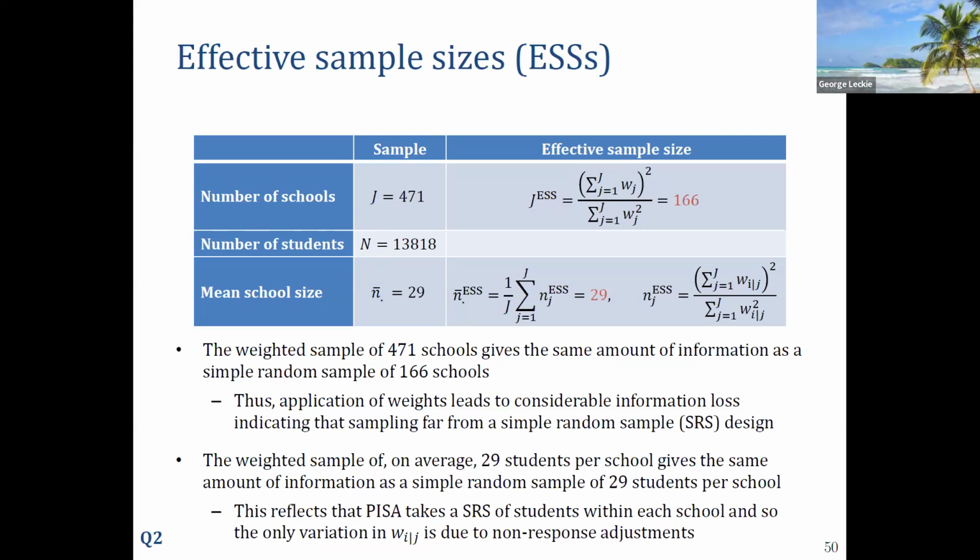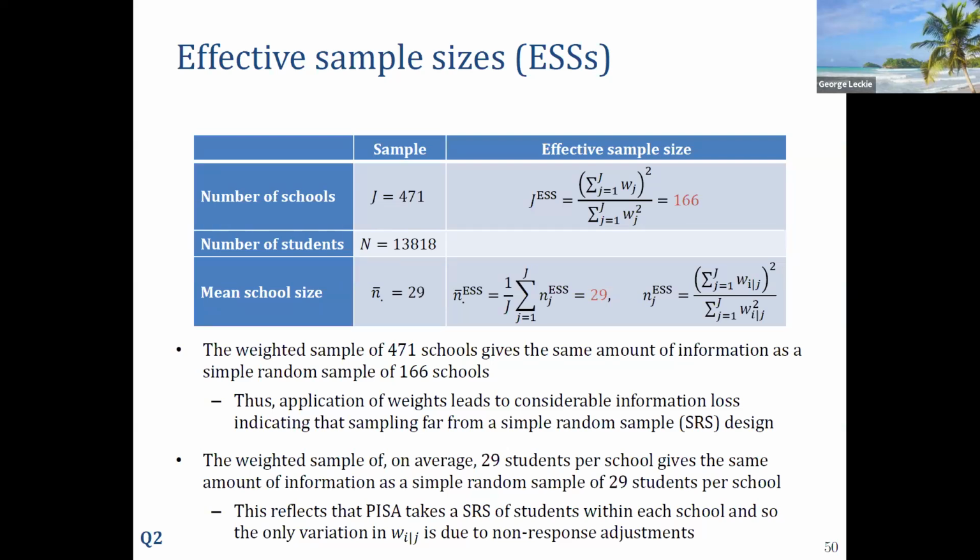How inefficient is the PISA design? My sample of 471 schools, and you can use these formulas on any country, my sample of 471 schools behaves, in terms of, for example, estimating the UK mean math score, like a simple random sample of 166 schools. The data contain less information than you might initially conclude. Yeah, 471 schools, it's a big sample. Yeah, but because it's weighted, it's inefficient, and it's less informative than an equivalent simple random sample.